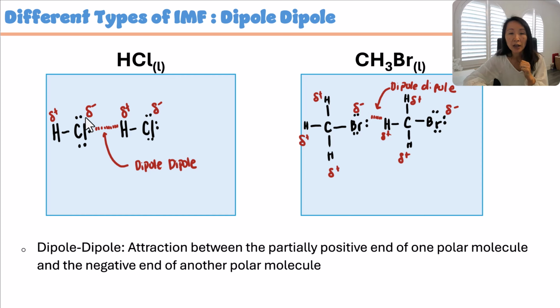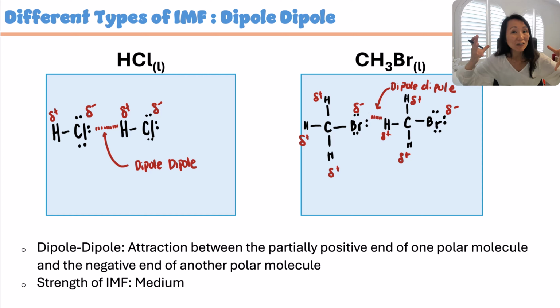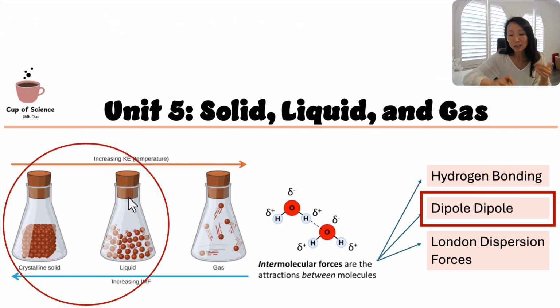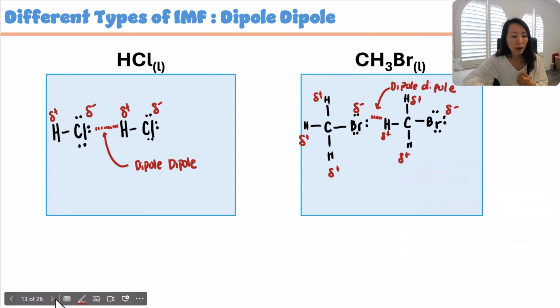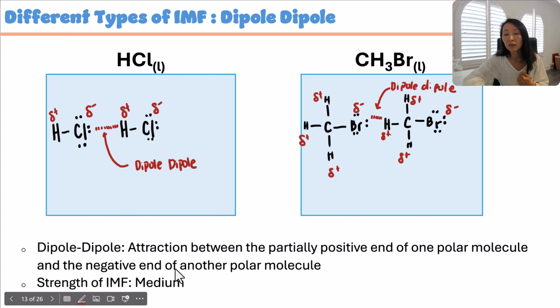This is not the same as hydrogen bonding, because hydrogen bonding involves fluorine, oxygen, and nitrogen directly attached to hydrogen. Now, out of hydrogen bonding, dipole-dipole, and London dispersion forces, the three different types of intermolecular forces, the strength of this one would be somewhere in between London dispersion forces and hydrogen bonding. Here's a better way to illustrate it. So I'm going to go a few slides back. And here's hydrogen bonding, dipole-dipole, and London dispersion forces. Hydrogen bonding is the strongest, and then the next strongest would be dipole-dipole. Hence why I said the strength of the intermolecular forces, or IMF, would be medium.